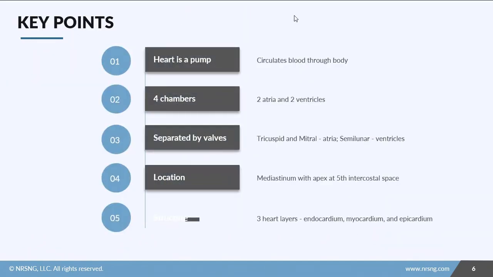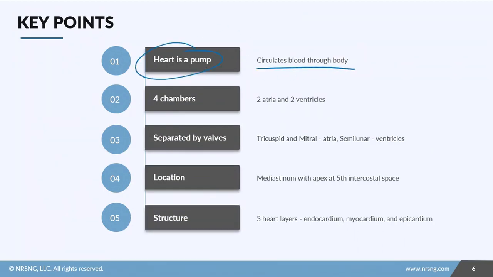But let's recap. When we're talking about the heart, we have to remember that the heart is a pump, and it literally acts to circulate blood throughout the body. It's made up of 4 chambers. You have 2 atria and 2 ventricles. Your atria are going to be your upper chambers, and your ventricles are going to be your lower chambers. They are separated by valves, so your valves are essentially doors. You have the tricuspid and mitral valve, and that's going to be between your atria and your ventricles. And then you have your semilunar valves, which are going to be from your ventricles to the body.